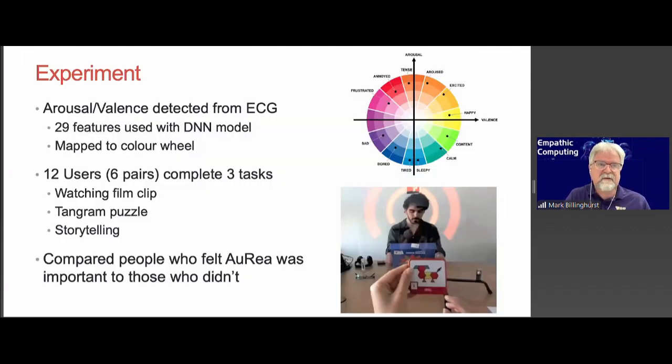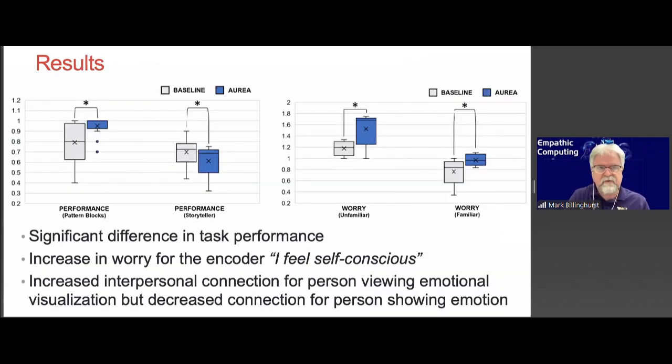So 16 or 12 users, 6 peers completed 3 tasks: watching film, completing a puzzle, and telling a story. And you compared to those people who felt that Aura wasn't important. And what she found was there was a significant difference in task performance. You can see on the right or left-hand side here, the person using the AR system achieved a higher task performance in the Tangram block puzzle.